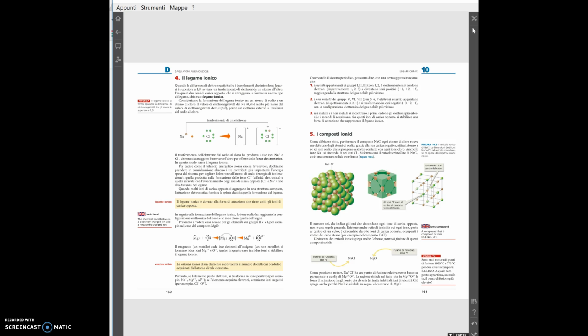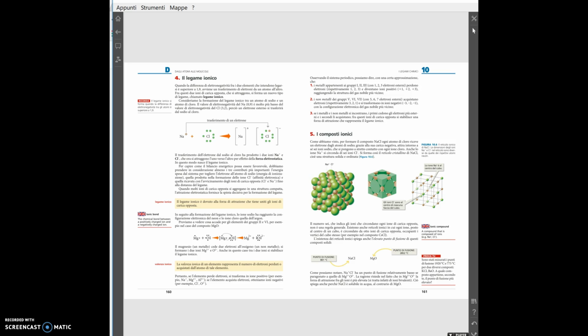E. Ionic compounds. Ionic compounds have a high melting point, are solid at room temperature, and are good conductors of electricity, both in the molten state and in solution. Almost all ionic compounds are soluble in water.